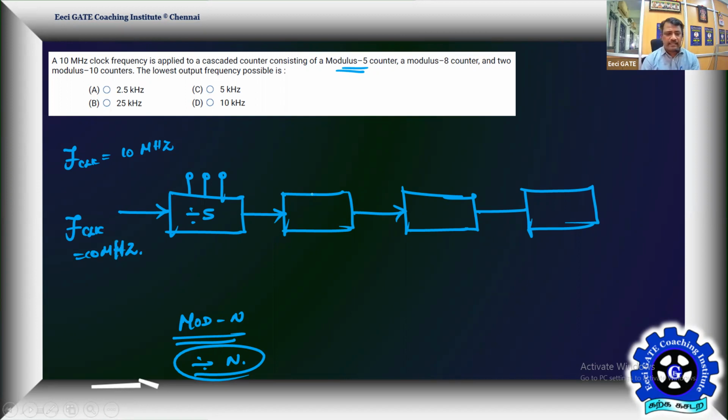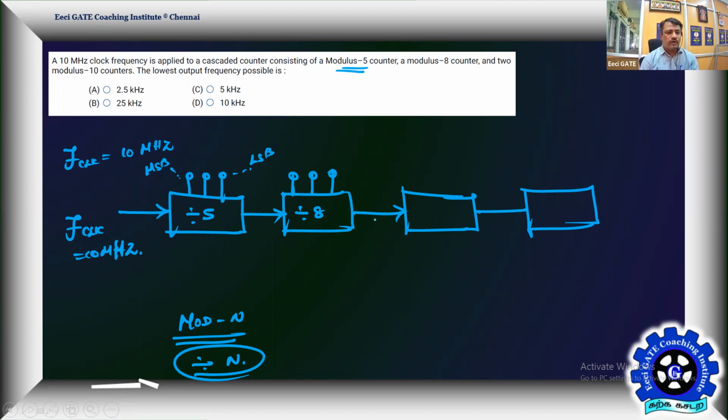So a mod 8 counter, that is divided by 8. That's a full counter, so I can go for a 3-bit full counter. You can take this as the MSB and this as the LSB, so that you can read the count properly. Whenever I represent 3 bits, the leftmost will be the MSB and the rightmost will be the LSB. So it's divided by 8.